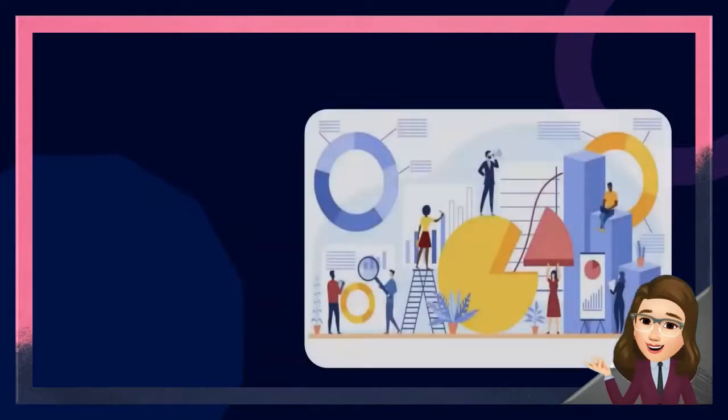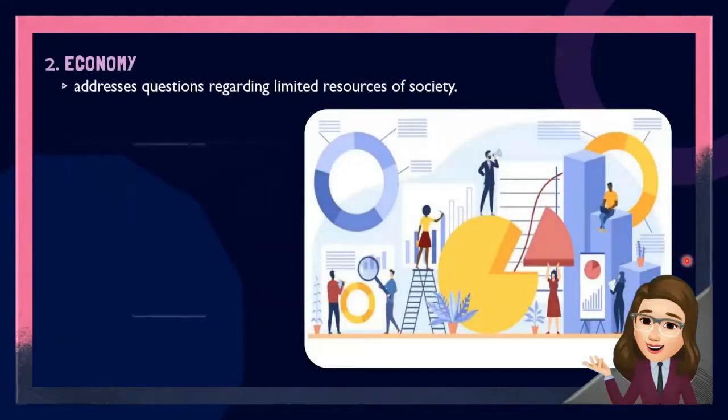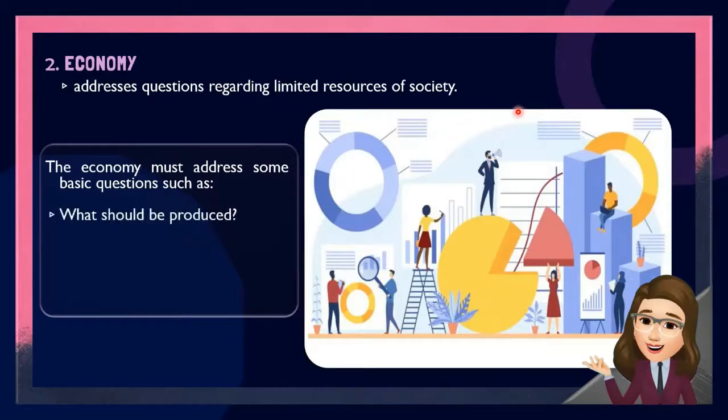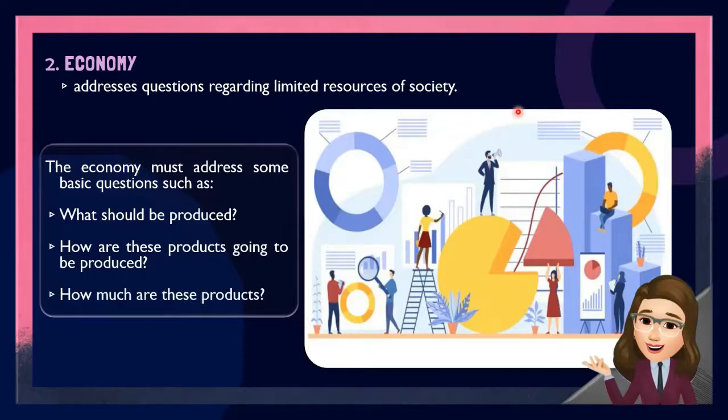Another primary example of social institution is the economy. It is an institution that addresses questions regarding limited resources of society. The economy must address some basic questions such as what should be produced, how are these products going to be produced, and how much are these products. The answers to these questions determine how the members of the economy will behave.